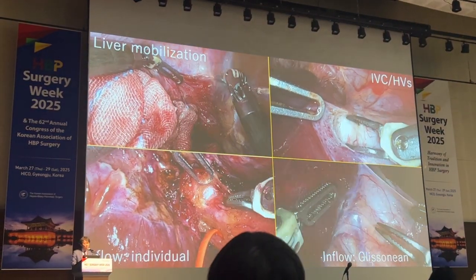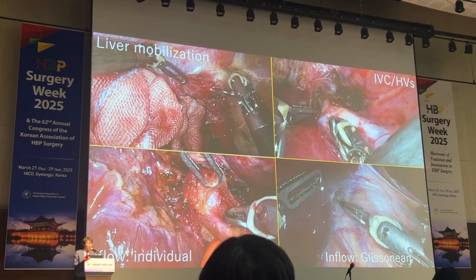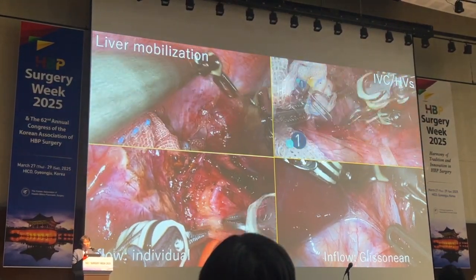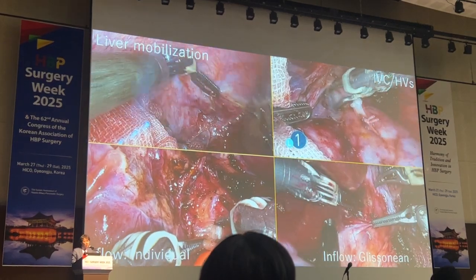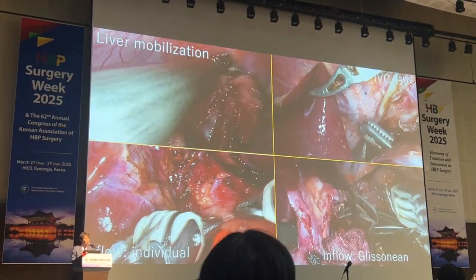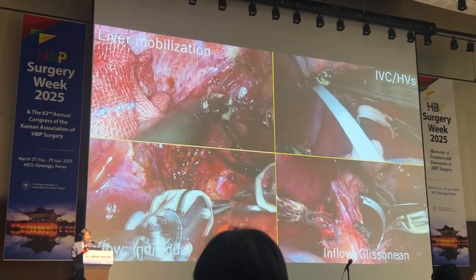So you can see the liver mobilization, isolation around the IVC and the major hepatic vein, and inflow control technique, including the individual ligation and the Glissonean ligation. All of these can be carried out, of course, in the laparoscopic approach, but robotic surgery is easier.